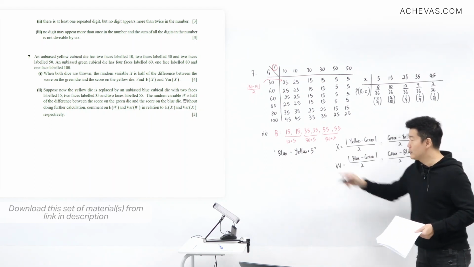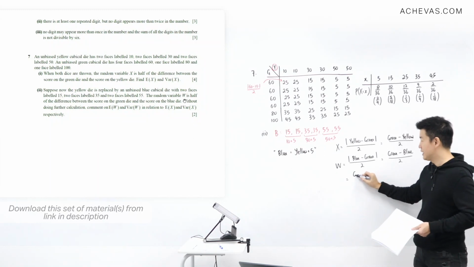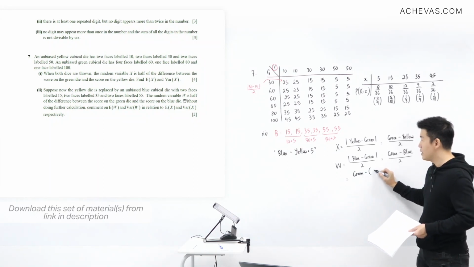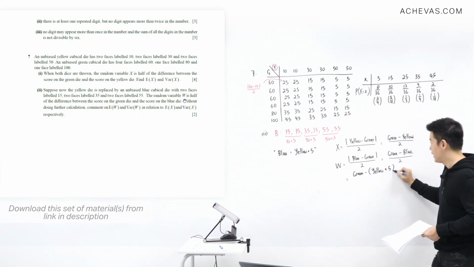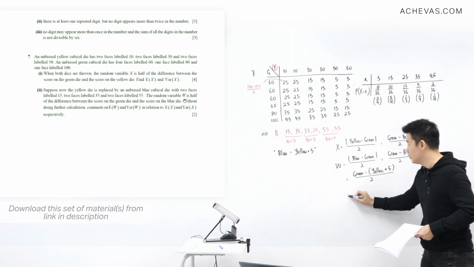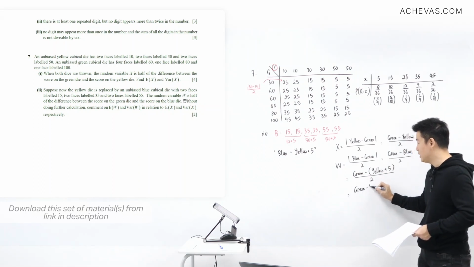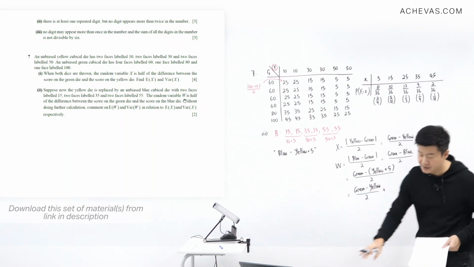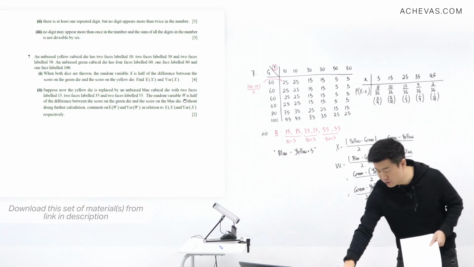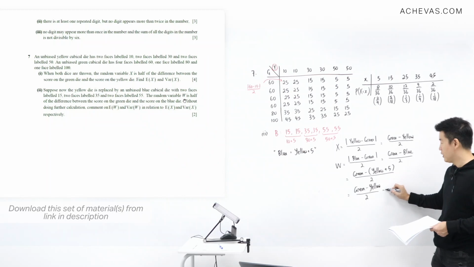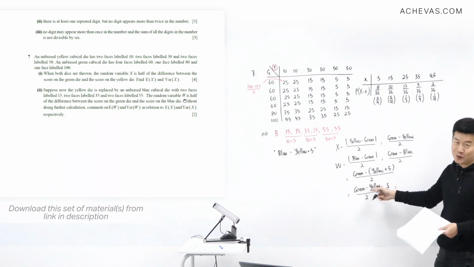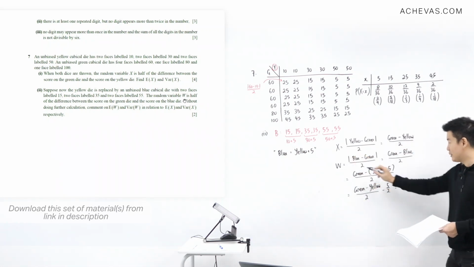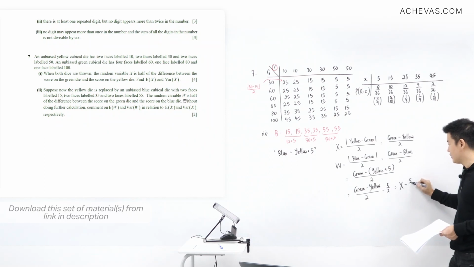But we know what blue is. Blue is going to be yellow plus 5. So it is green minus blue, which is green minus the yellow numbers appearing on the yellow dice, plus 5. Then this is going to be divided by 2, which we can also rewrite as green minus yellow divided by 2, minus 5 over 2. And what is green minus yellow divided by 2? It is X. So W is actually simply X minus 5 over 2.